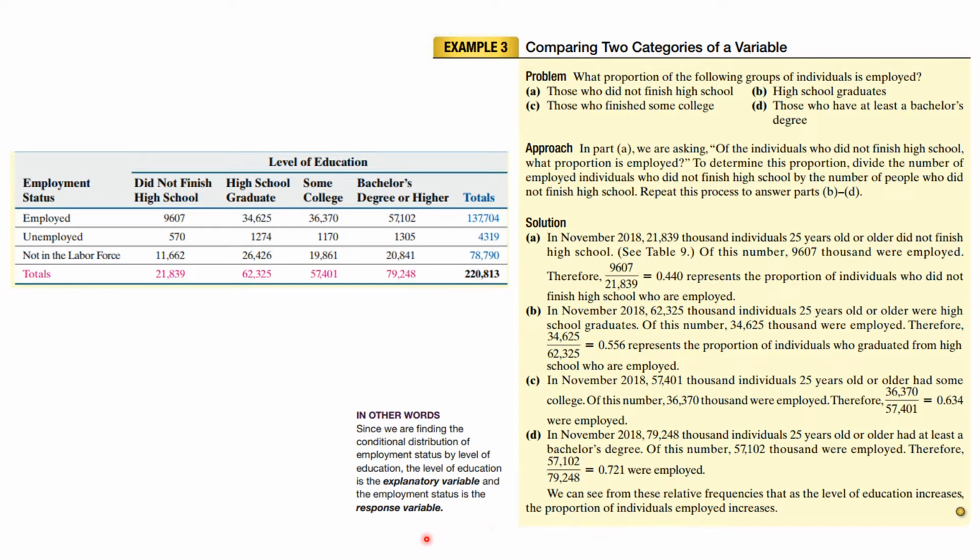So you see, since we were finding the conditional distribution of the employment status by level of education, the level of education is the explanatory variable, and the employment status is the response variable. We're really just answering questions such as this.